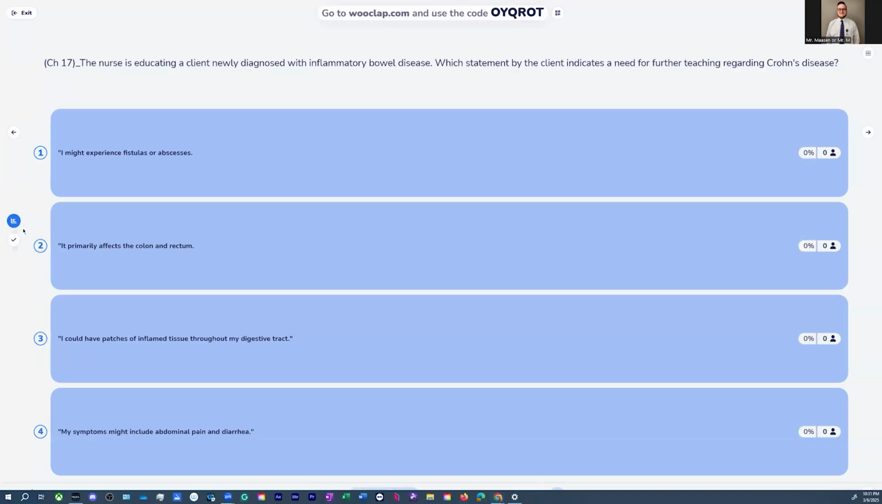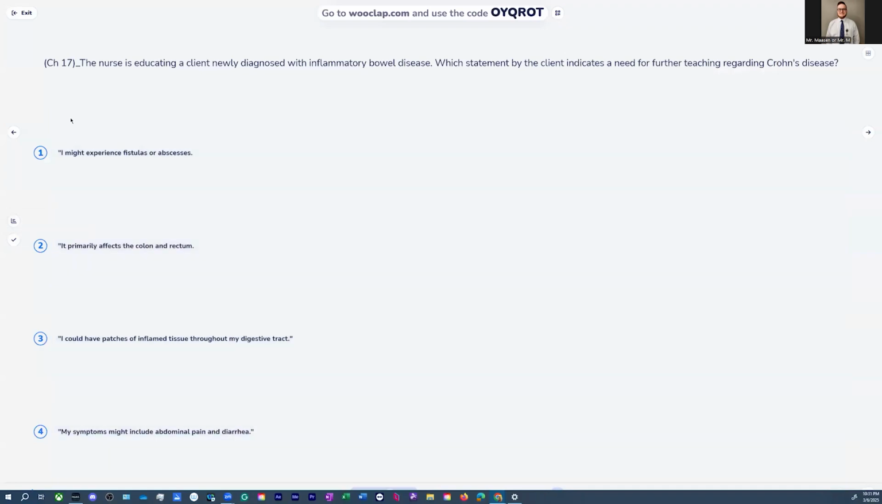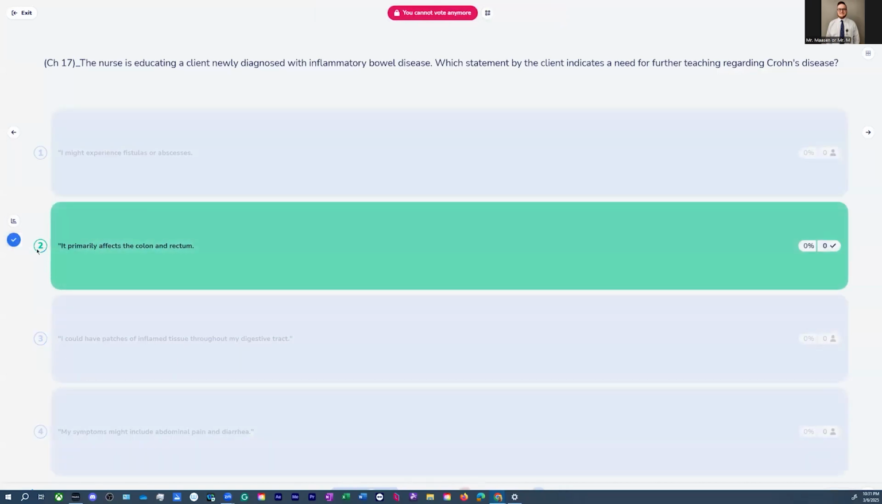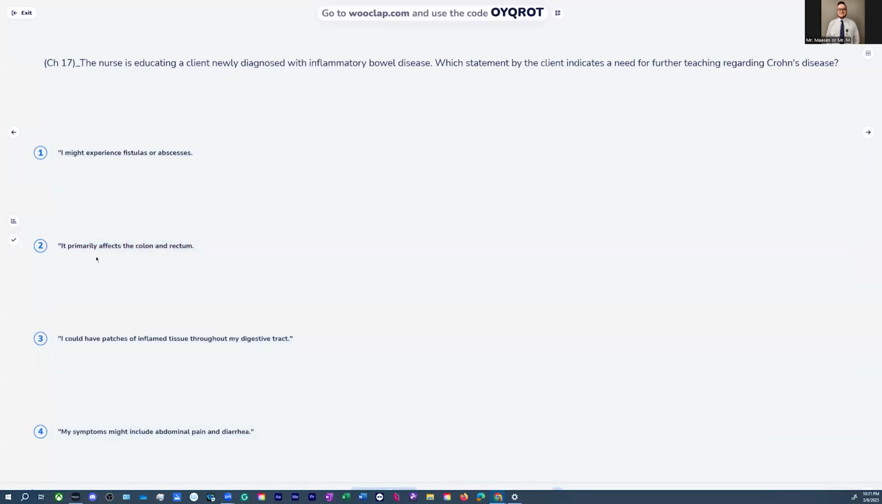So the nurse is educating the client newly diagnosed with inflammatory bowel disease. Which statement by the client indicates a need for further teaching regarding Crohn's? So which one of these is incorrect about Crohn's? You gave education to a client about their new diagnosis of Crohn's, and they tell you something that shows they didn't get everything they need to know. I still need to do more teaching. So what tells you that? If you said number 2, you're correct, because this is talking about ulcerative colitis.